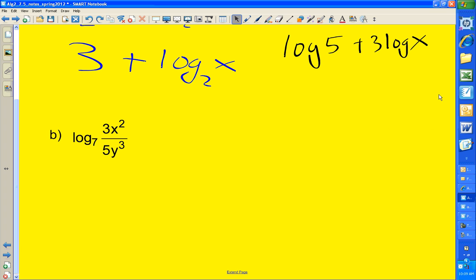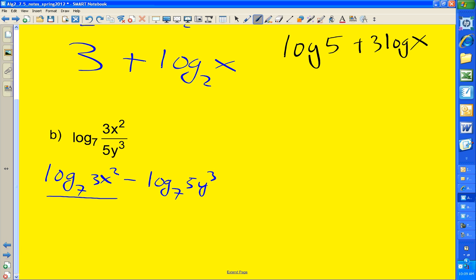So the fatal flaw in this problem occurs when we do the quotient property. So log base 7 of 3x squared minus log base 7 of 5y cubed. And that's the perfect way to write it. But from here on is where we make or tend to make our mistake. How do you handle this side of the minus? Log base 7 of 3x squared.